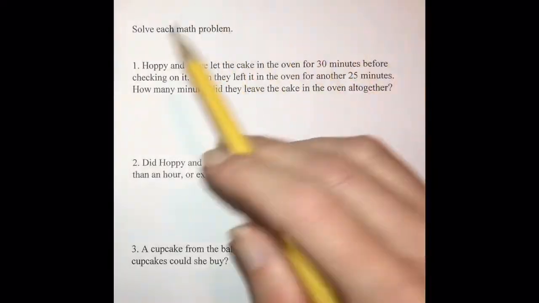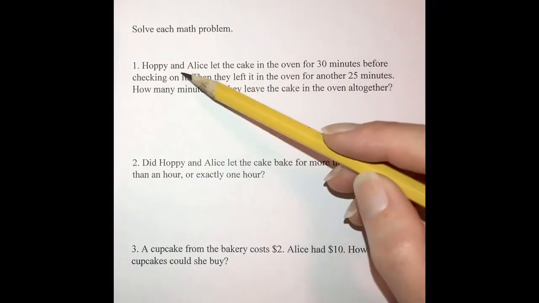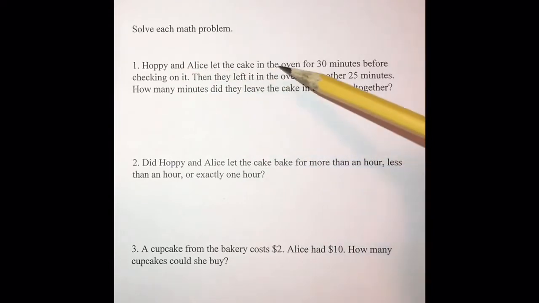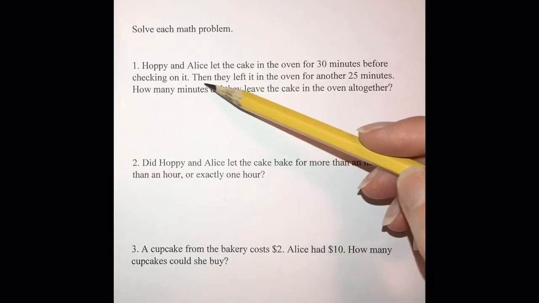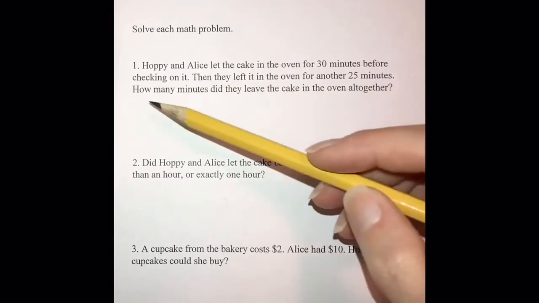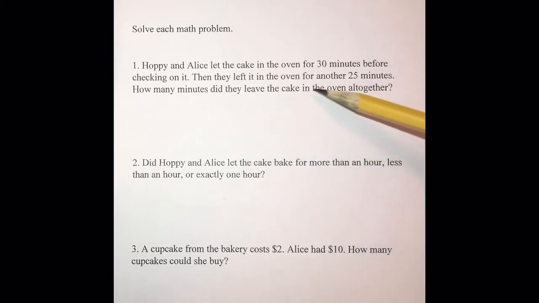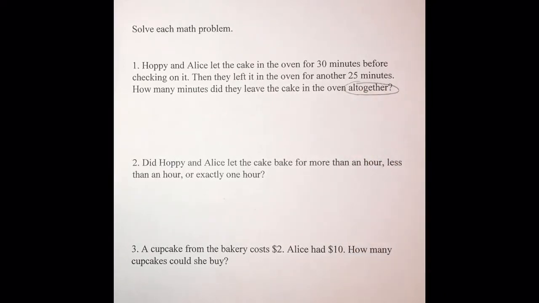The directions say solve each math problem. The first problem says Hoppy and Alice left the cake in the oven for 30 minutes before checking on it. Then they left it in the oven for another 25 minutes. How many minutes do they leave the cake in the oven altogether? There is a keyword in this problem. The keyword is altogether, and that keyword tells us to add.